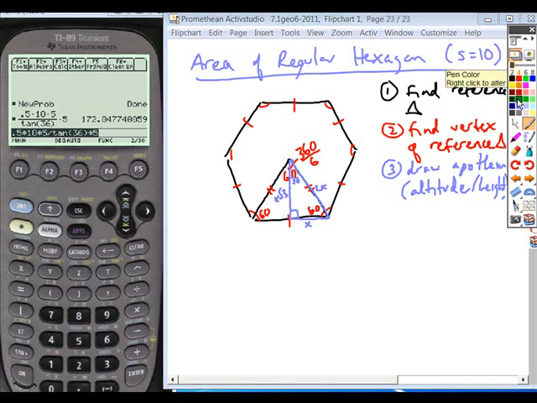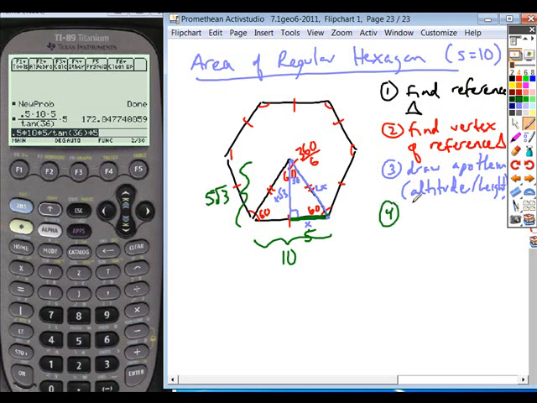If we're looking at this particular problem, if we know our whole side length was 10, when we draw the apothem, it splits this into half of 10, or 5, which means our overall height for that equilateral triangle will be 5 root 3.